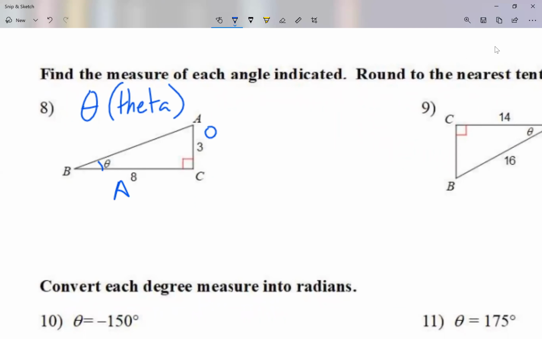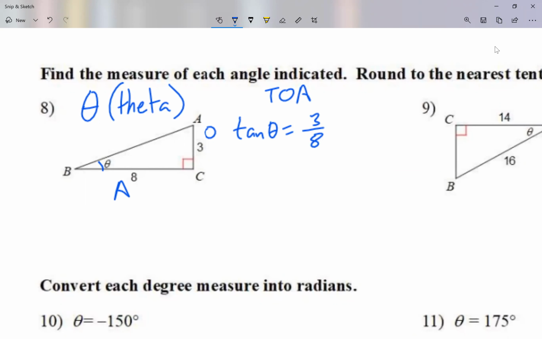Okay, so the two sides that I have, based on theta, I have opposite and adjacent. I don't have the hypotenuse. And I remember my acronym TOA, which means tangent is opposite over adjacent. So I'm going to write this as tangent of theta is equal to 3/8.